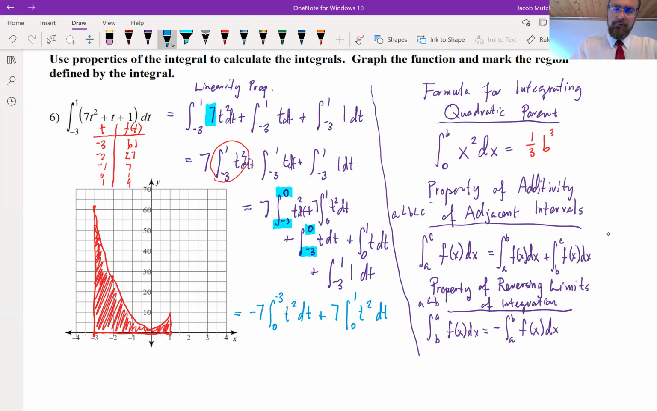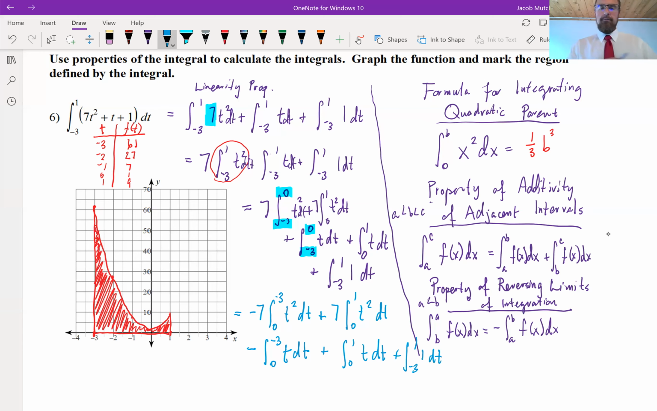Again, I want to switch the first integral term that governs my linear parent. So the first version was plus, so we'll change it to minus the integration, switch the limits. So instead of -3, I'm going to start at 0 to -3 of the linear parent t dt. The second one again is fine. It's the integration from 0 to 1 of t dt. And lastly, plus the integration from -3 to 1 of 1 dt. So that's ready now to calculate.